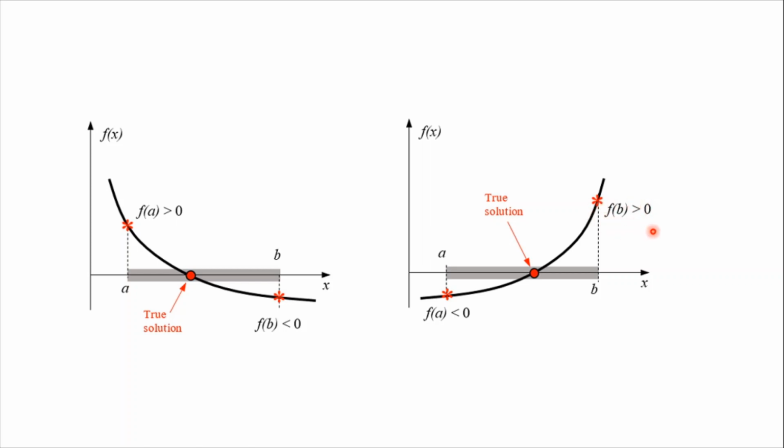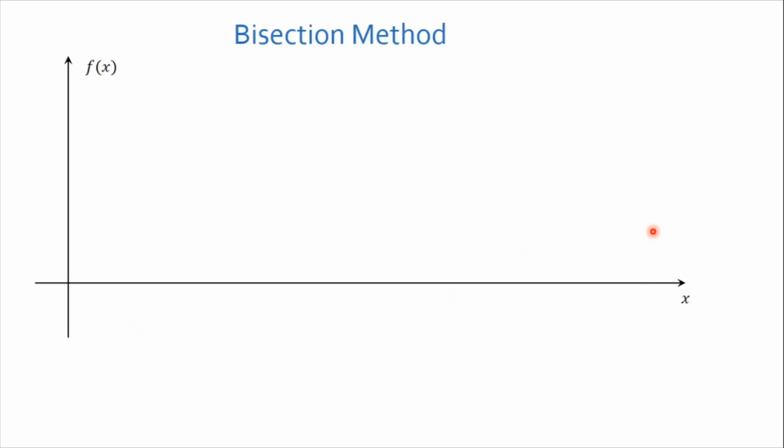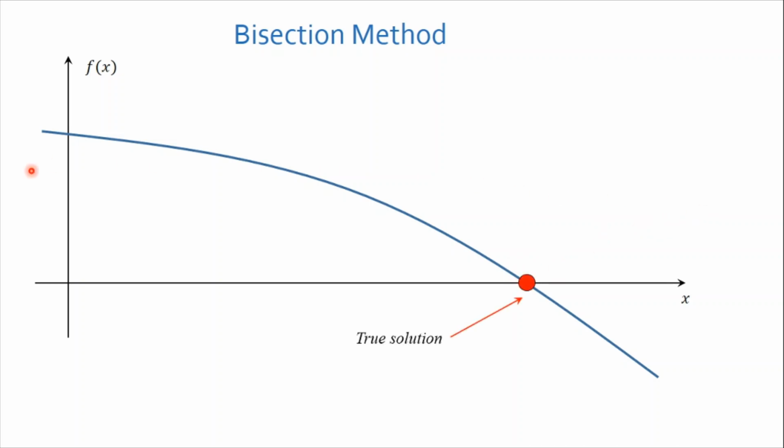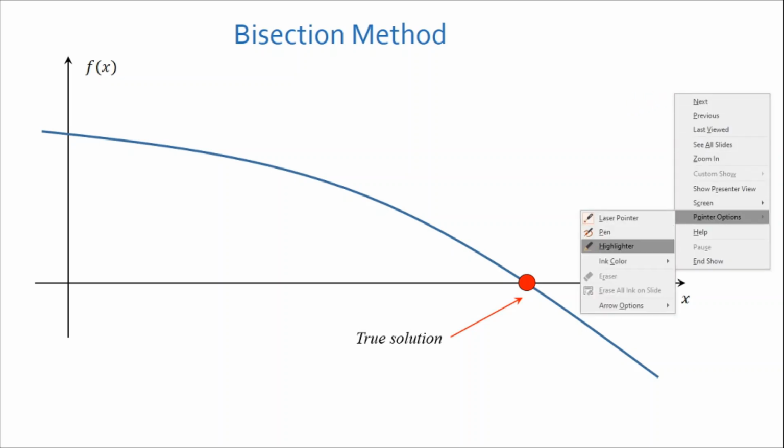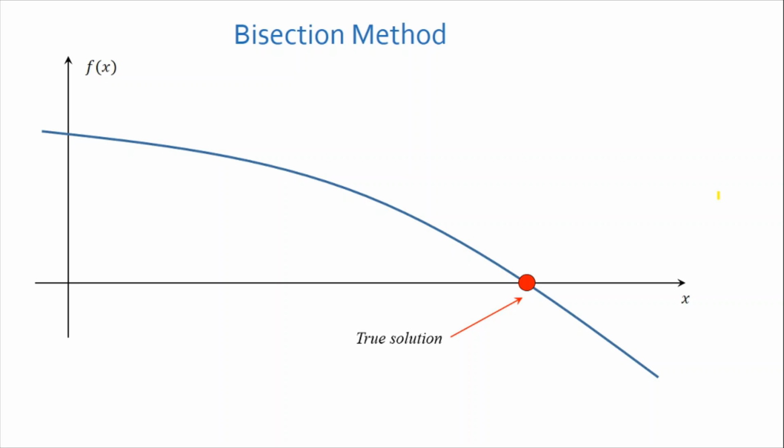One of the bracketing methods is the bisection method. We will show how the bisection method is employed in order to locate or find the root of an equation. If we have a plot of the function, certainly the root is located here. So we will initialize two guesses that bracket this true solution, since that is the idea of bracketing methods. So we initialize two guesses A and B. That is our first interval.